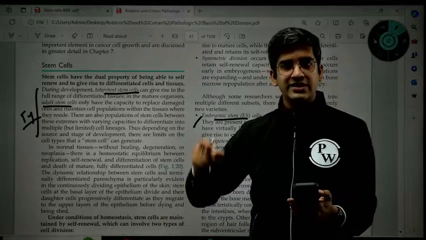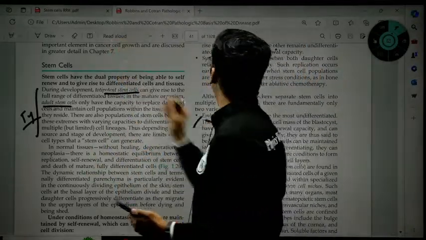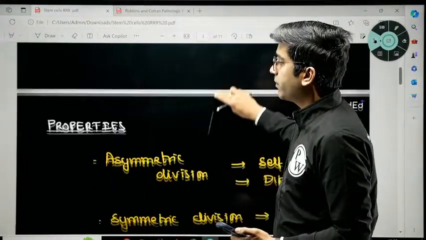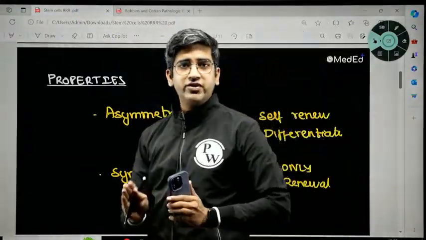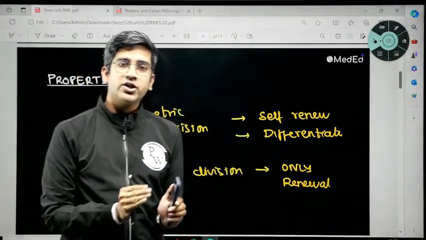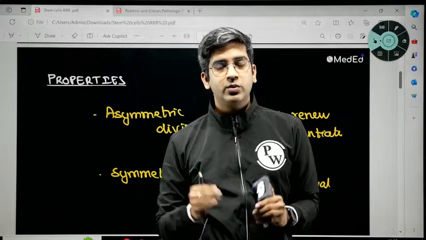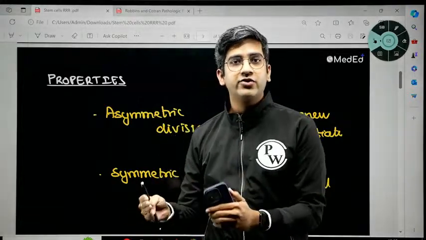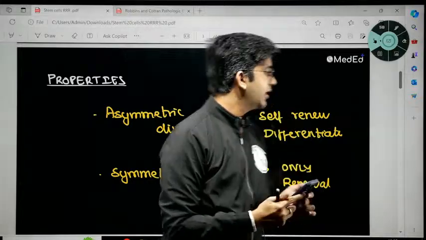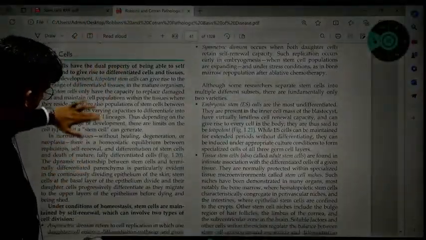So what I'm going to do is, after the definition of stem cells, I want you to include in the notes the properties of stem cells. First, we said that stem cells are undifferentiated cells which have the property of both self-renewal and differentiation, which means I have to explain what self-renewal and differentiation mean. So there are two important things about stem cells. This is also there in Robbins, but if you look here, it is here.